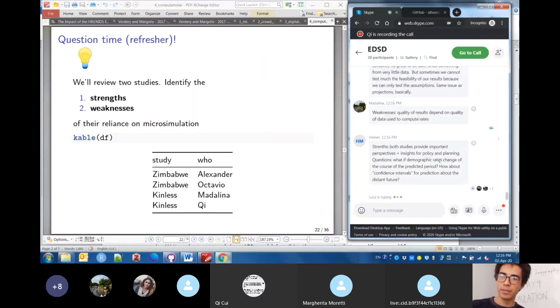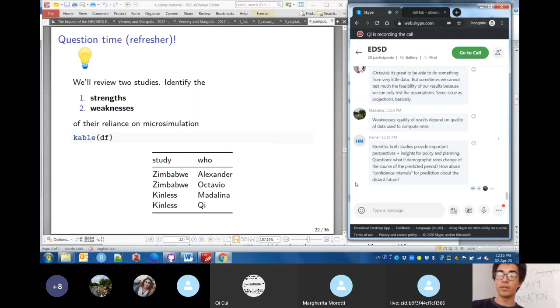So Hannah is asking about what happens if demographic rates change over the course of the predicted period, and about confidence intervals. I didn't mention this, but basically, if we ran a microsimulation with fixed rates, that would essentially give us a stable population, which is interesting, but maybe doesn't come close to any actual population that we would be interested in studying empirically.